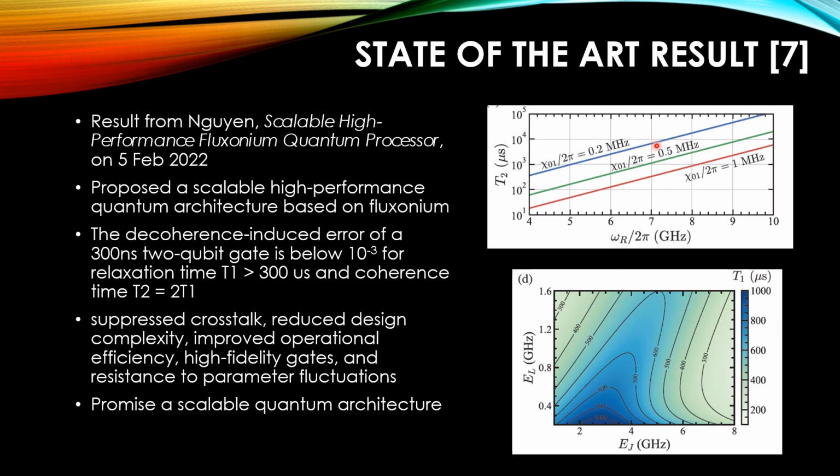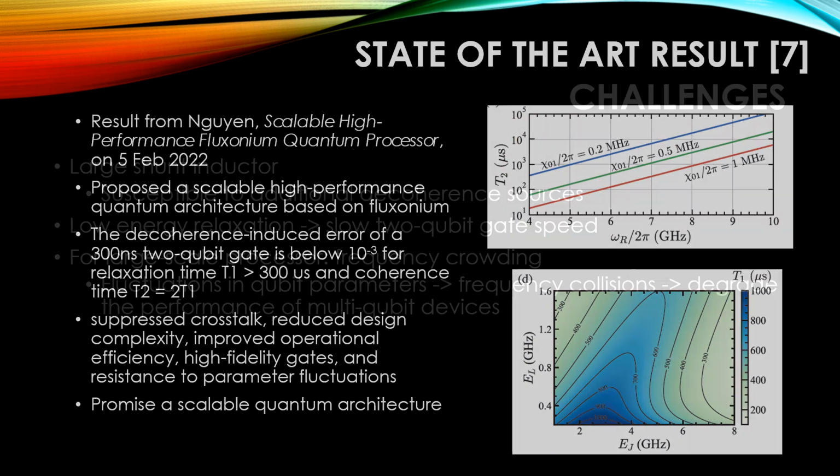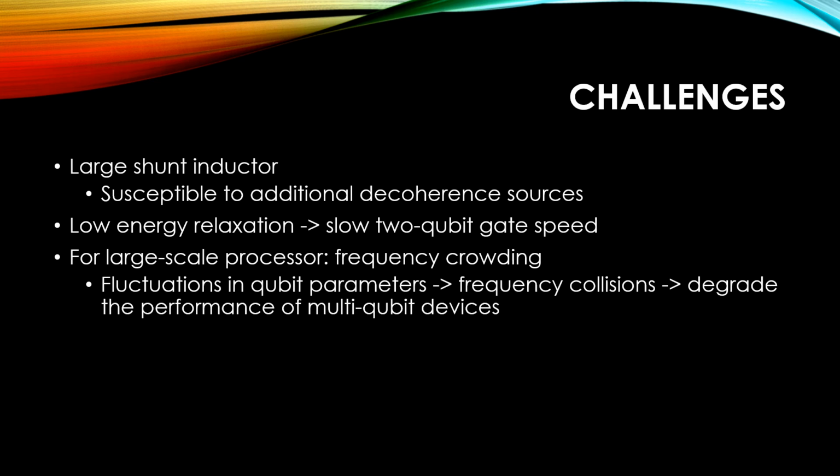We can see from the two graphs, T1 has a very large value around this area for EJ and EL, and T2 also has a very large number on average. Here are some remaining challenges from the state-of-the-art technologies.